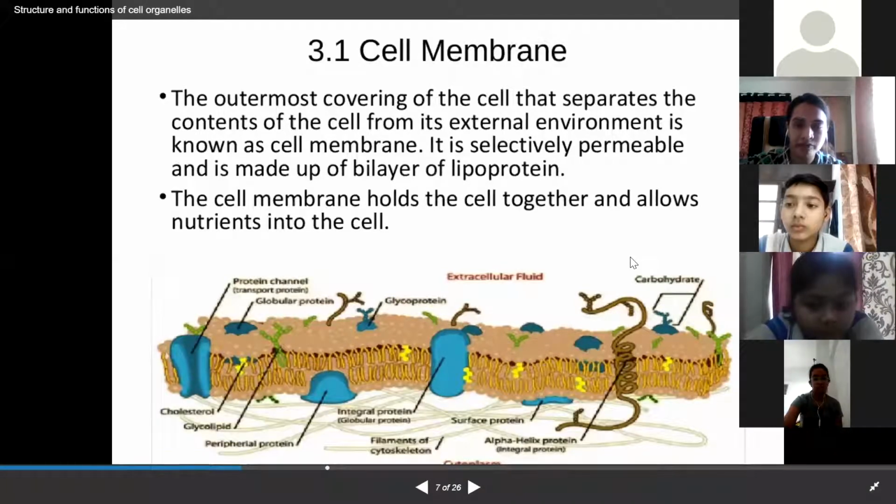It is made up of proteins and it is made up of lipids. Okay, it's made up of a bilayer of lipoprotein.